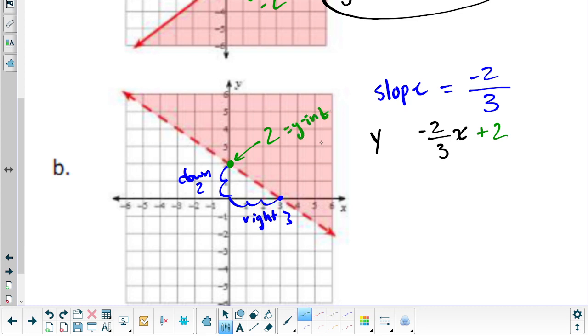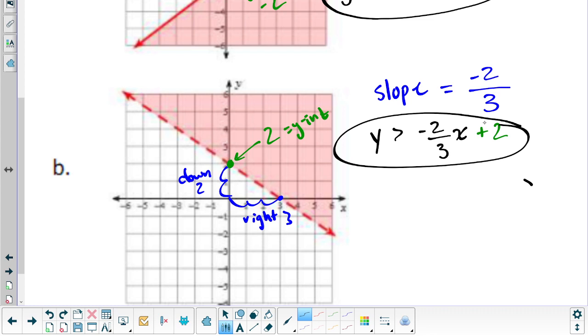And then because I'm shading above, I know that my symbol is going to be greater than. All the y's are greater than my line, or above it. But this time, because my line is dashed, it tells me I can't actually be on my line. And so I just leave this inequality the same. I don't write the "or equal to." So that's the answer. Okay.